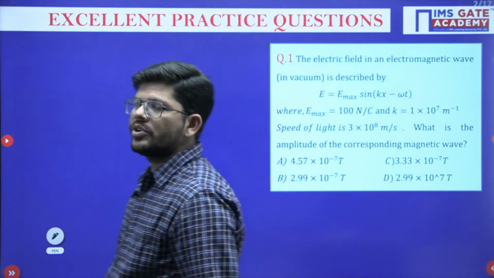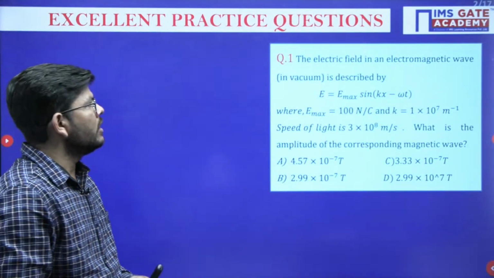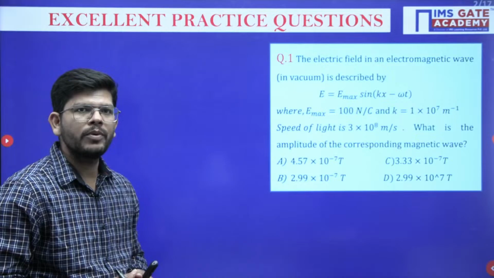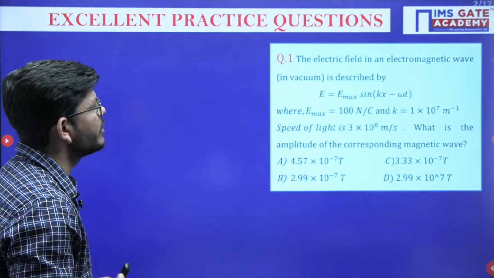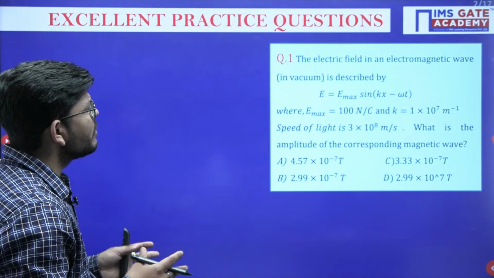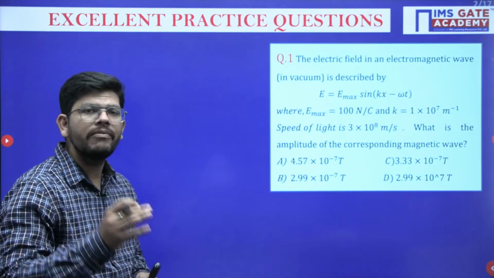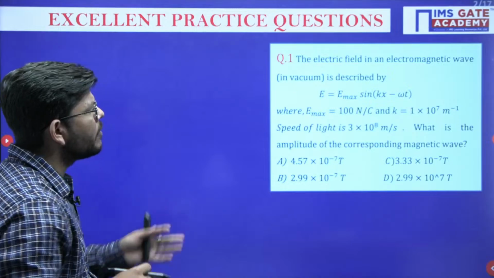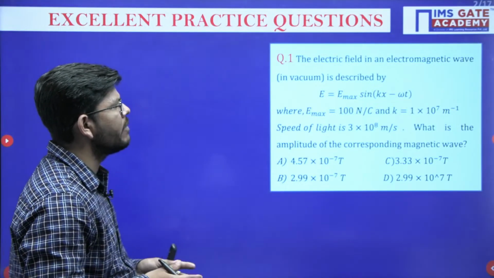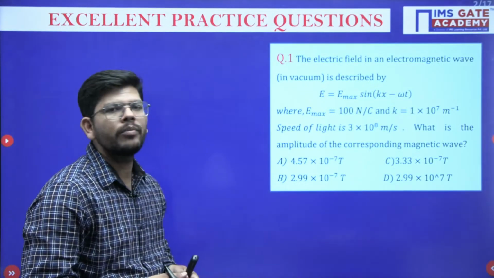So this is the first question that I have in EM wave propagation. Just read with me. Question number one: the electric field in an electromagnetic wave in vacuum is described by this equation, E equals E max sin(kx minus omega t).